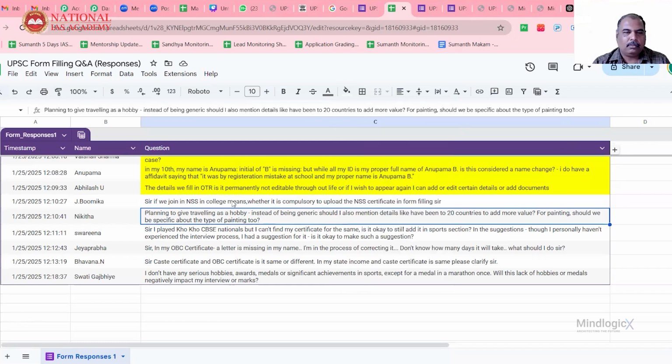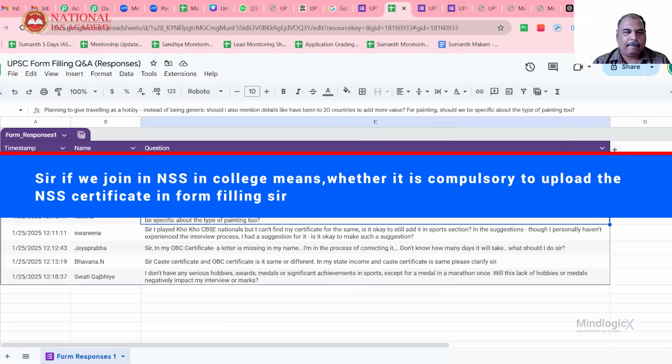Bhumika, nothing is compulsory. You have asked a question: if you join NSS in college, is it compulsory to upload the certificate? It's not necessary. You can declare what you want or need not declare whatever. Not a problem.